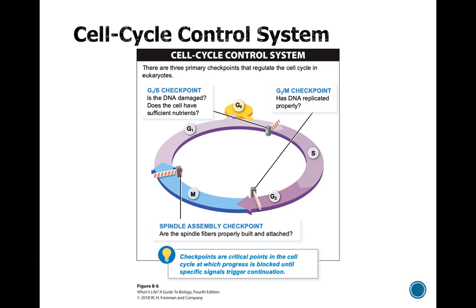So once the cell has met any given checkpoint, it is allowed to proceed to the next phase in the cell cycle.